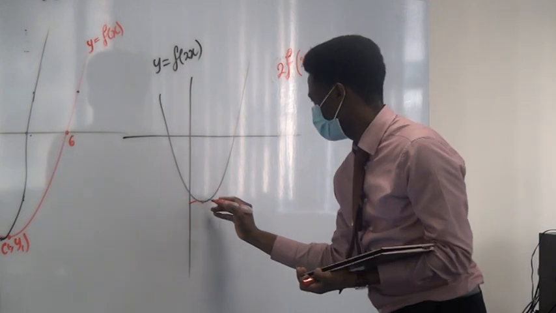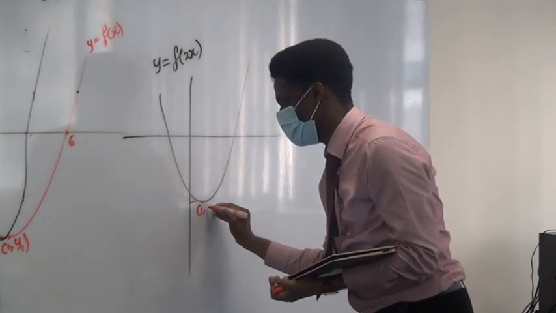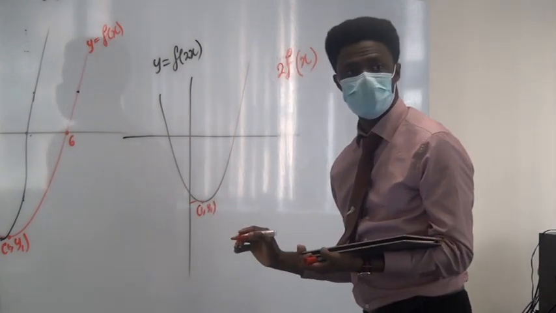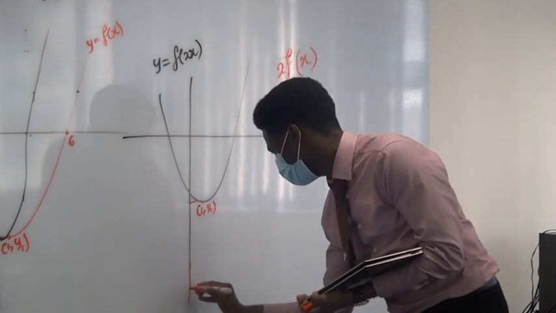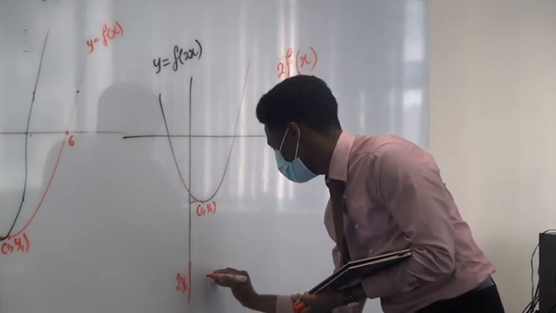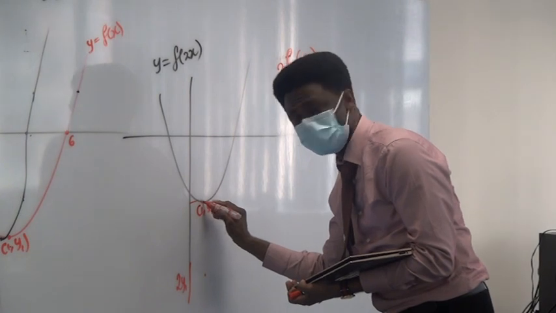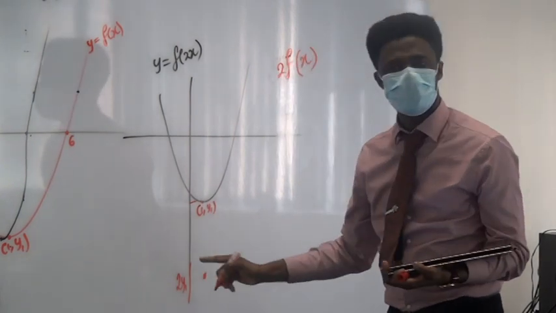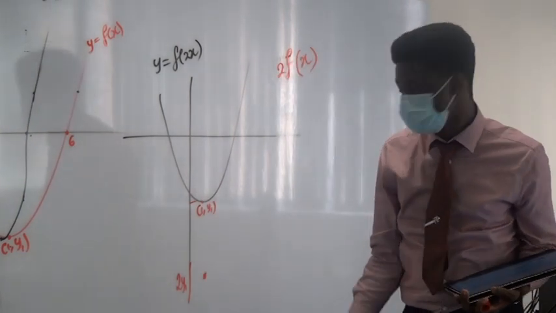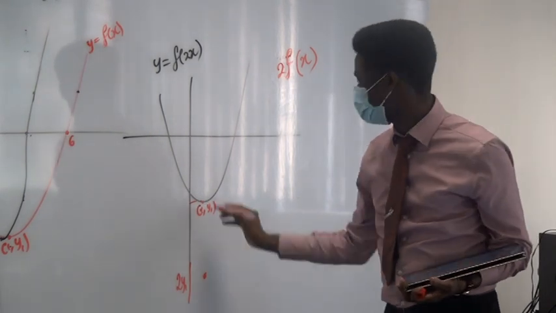Now, we already know that this is 1 comma some y1. It means it must get to the point 2y1 down here. The same point must pass through this. But this time around, it is x invariant. So the x does not change. It is still x is equal to 1.